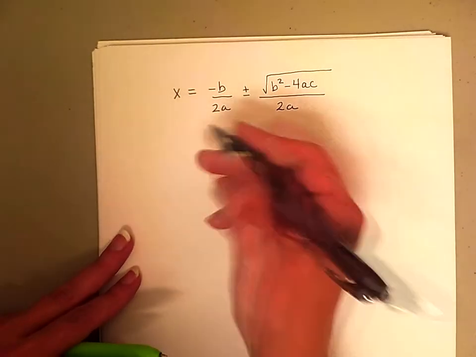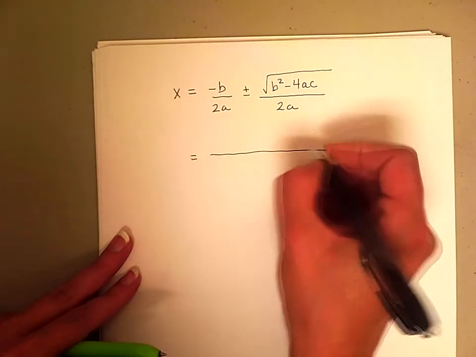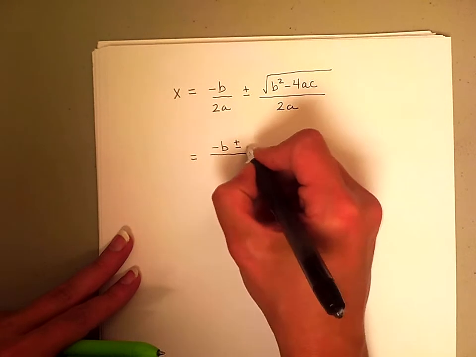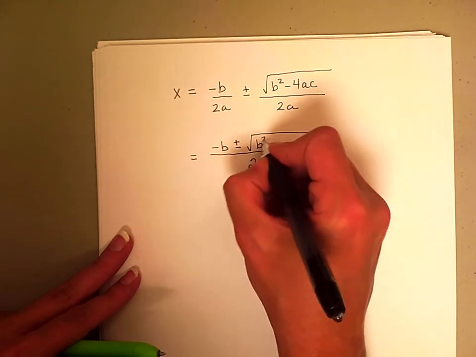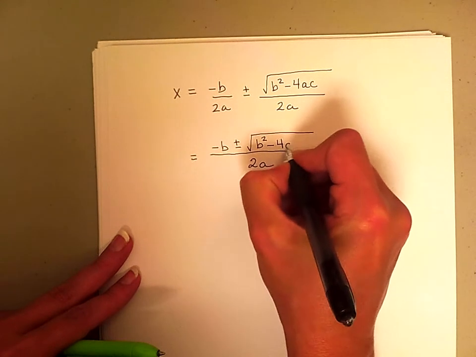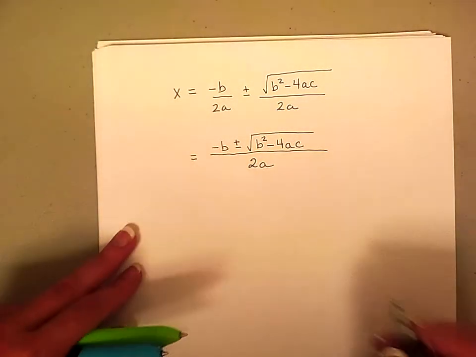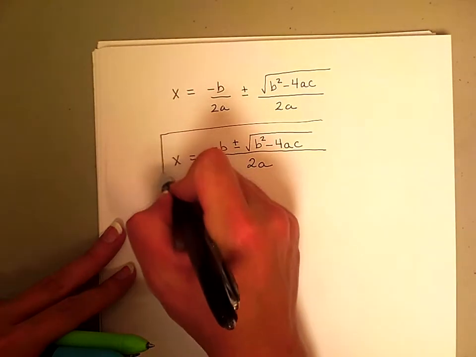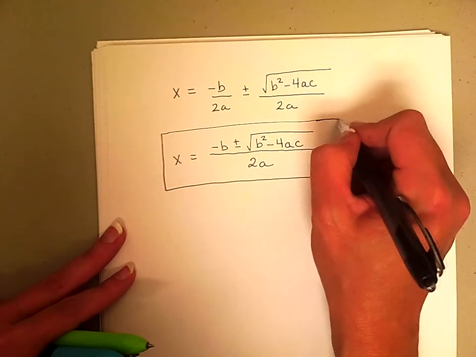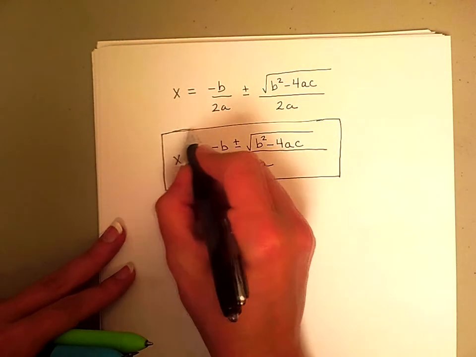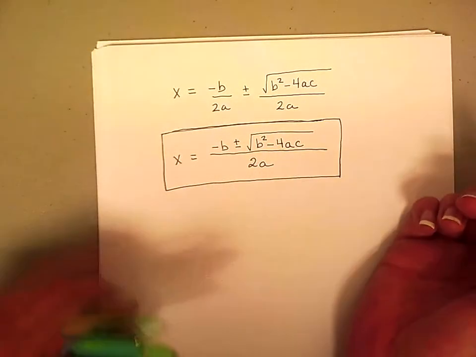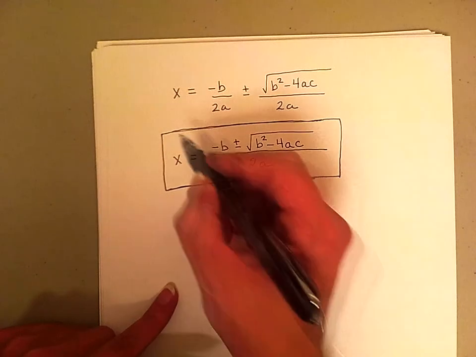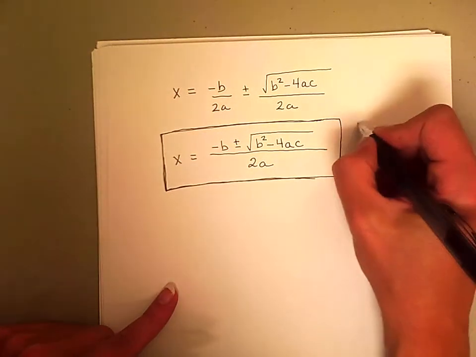These have the same denominators, so oftentimes we'll see it written like this, as negative b plus or minus the square root of b squared minus 4ac, all over 2a. And through completing the square, we've seen then that any quadratic can be solved. The solution will have this form, and this form is also known as our quadratic formula.